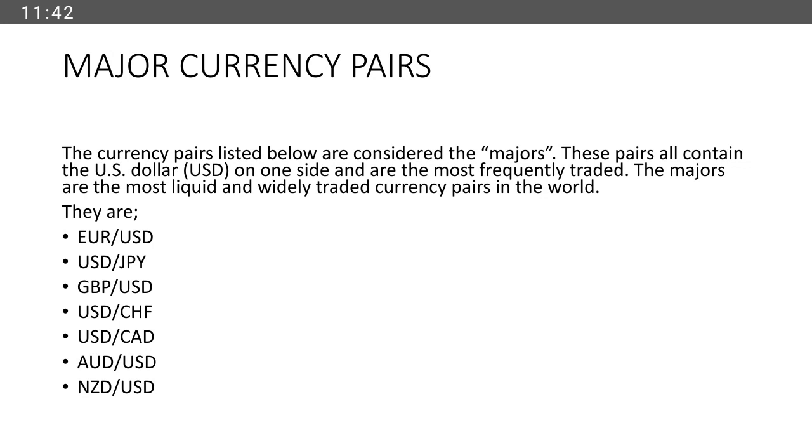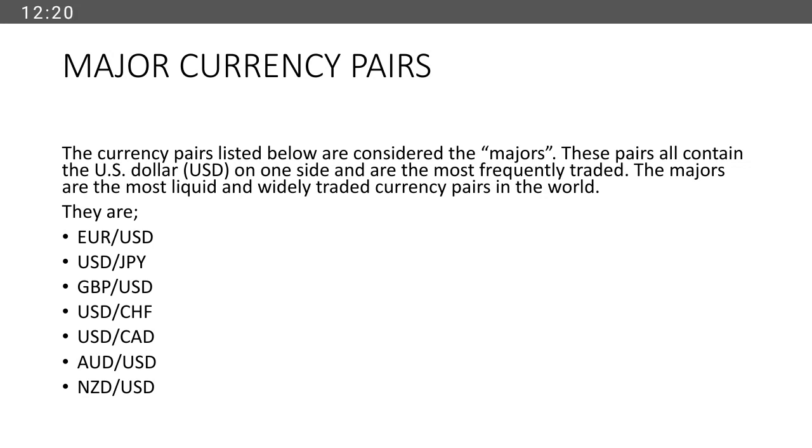Then the next one is US dollar/Japanese yen. After that one, we have the Great Britain pound/US dollar. We have the US dollar/Swiss franc. We have the US dollar/Canadian dollar. CAD means Canadian dollar. Then we have the Australian dollar/US dollar. Then we have the New Zealand dollar/US dollar. You can see that all of them contain US dollars. That's why they are the major pairs.